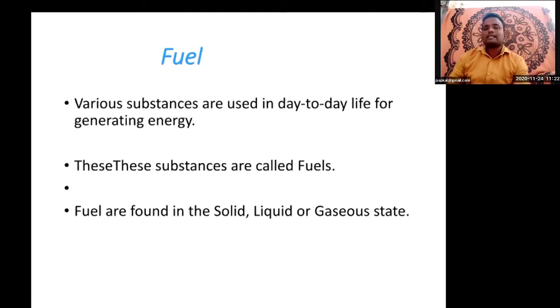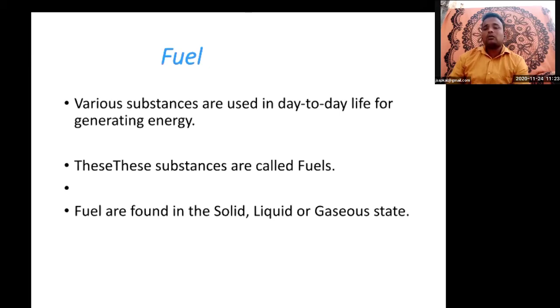Okay, so various substances are used in day-to-day life for generating energy. What energy are we generating when we are cooking food? We want the heat energy. Once we want to dehydrate the grains, we are using solar energy. So this type of energy we are using regularly. But energy means what? The thing from which you get energy is fuel.